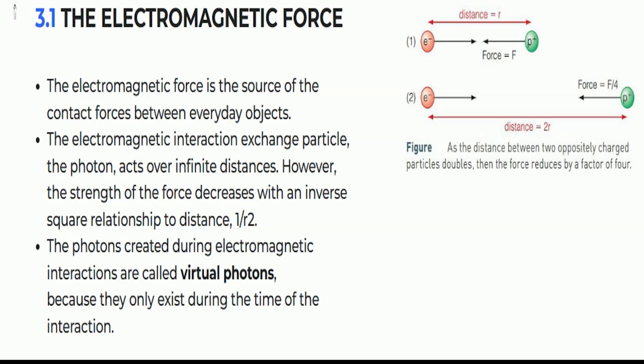Why do we call them virtual photons? Because they are not really present all the time, but only during the time of interaction. As you can see in this figure, the strength of this force decreases by the inverse square relationship. What does it mean? As the distance between two oppositely charged particles doubles, the force reduces by a factor of 4.